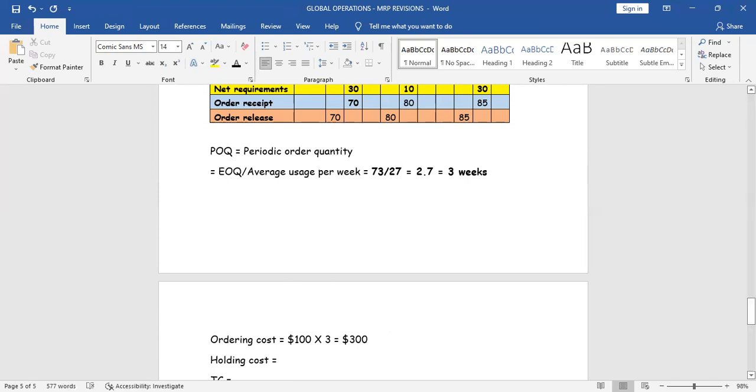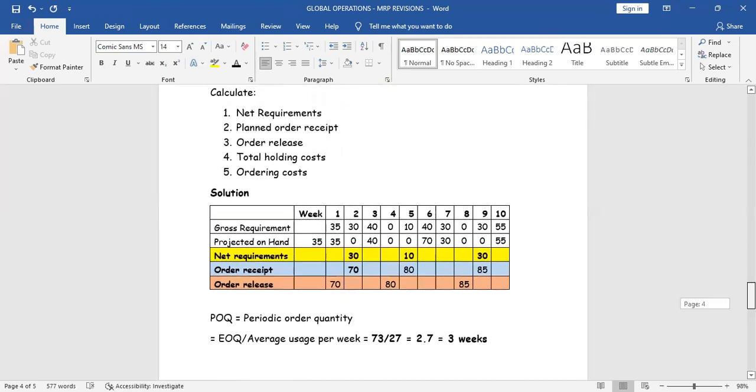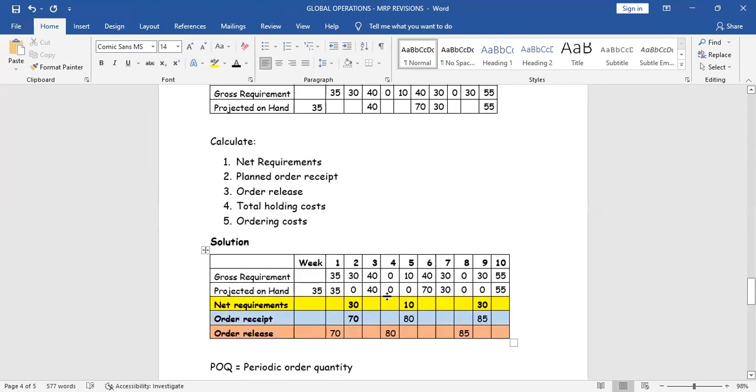The holding cost: since we did not receive anything in week 10, the holding cost will just count what we are holding from here to there. Remember, we're not counting this 35. This 35 comes from the previous period. We just push it in week 1. So I'm calculating those 40 plus, the next one is 70 plus 30 plus 55. I have 195.